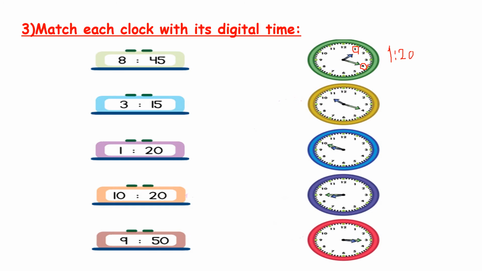The next one here, the short at 10 and the long at 4. When it's at 4 it's 20 minutes. Here in the third, the short one at 9, and the long hand here at 10, so it's 50 minutes.